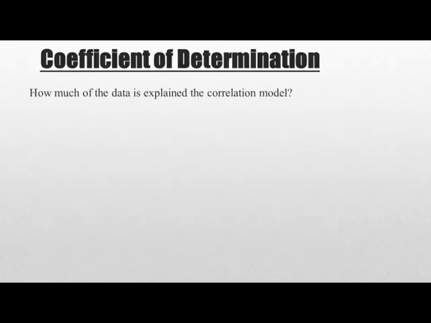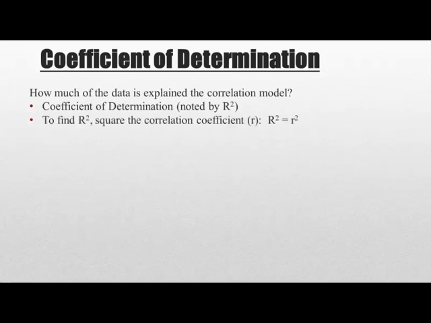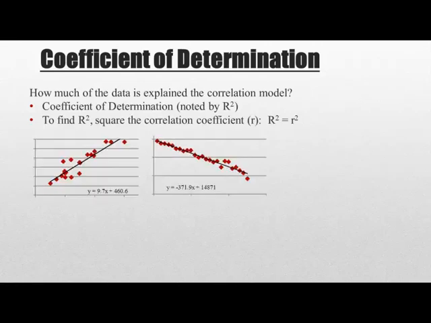The coefficient of determination: how much of the data is explained by the correlation model? What percentage is what we're going to be converting some things to on this one. So coefficient of determination is noted by r squared. To find r squared, you simply take little r, your correlation coefficient, squared.